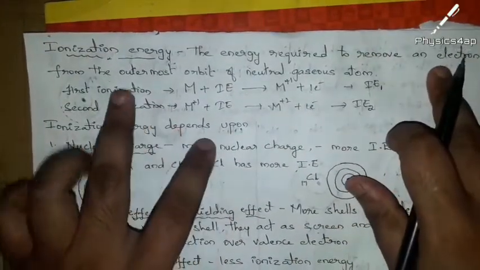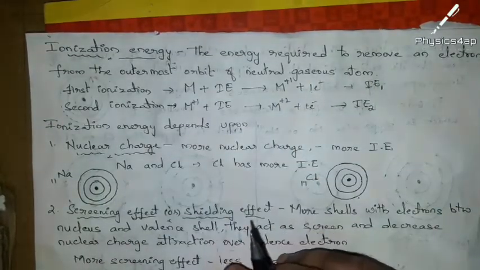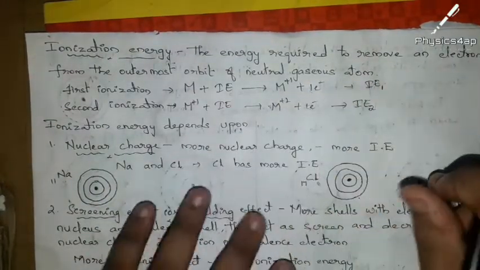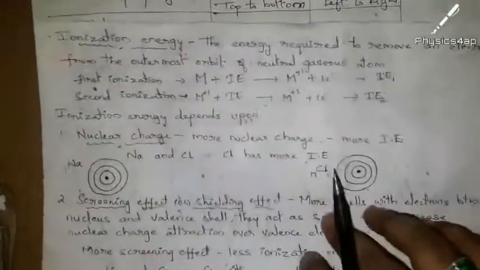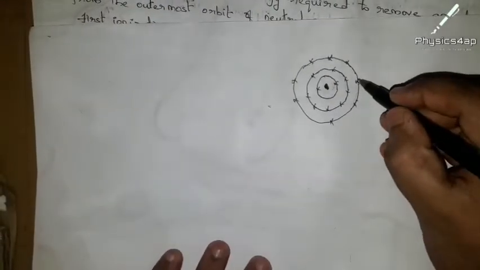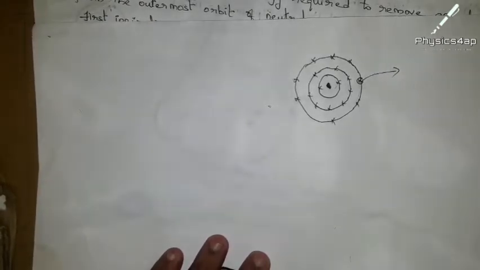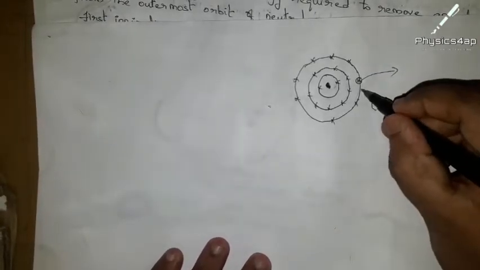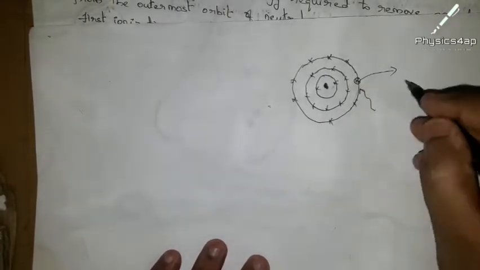So that is the electron which is present in the outermost orbit. As you see here, we have an electron in the outermost orbit. Now, the energy which is needed to remove an electron in the outermost orbit is called the ionization energy. So that is what we call the ionization energy over here.